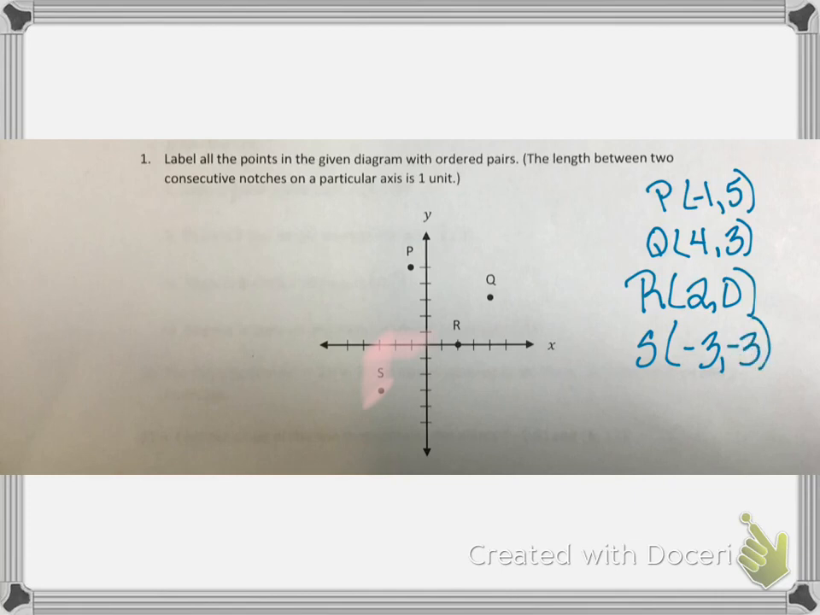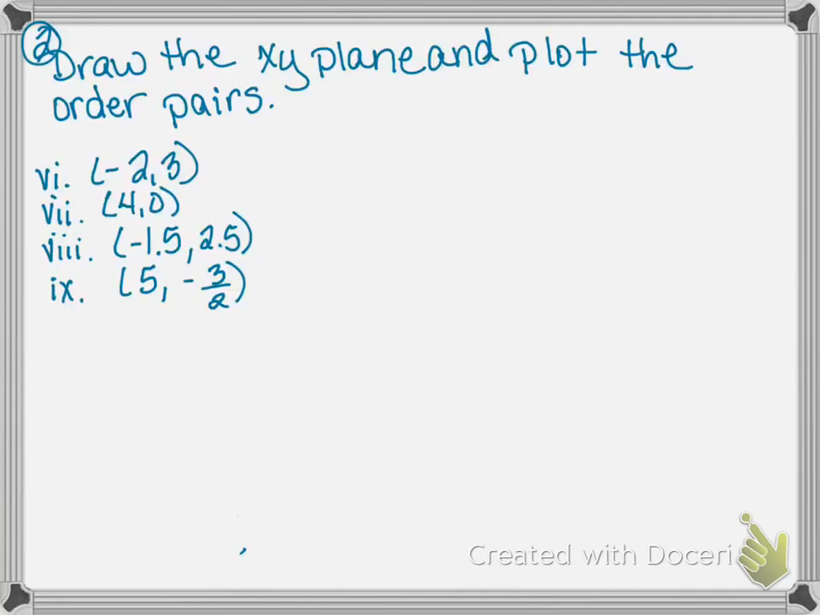And what I want you to keep in mind is we always deal with our x-axis first. So our ordered pairs are always x, y. Okay? Now, for number 2, we are drawing an x and y axis, and then we are plotting these ordered pairs. And so let's draw a y-axis and an x-axis.